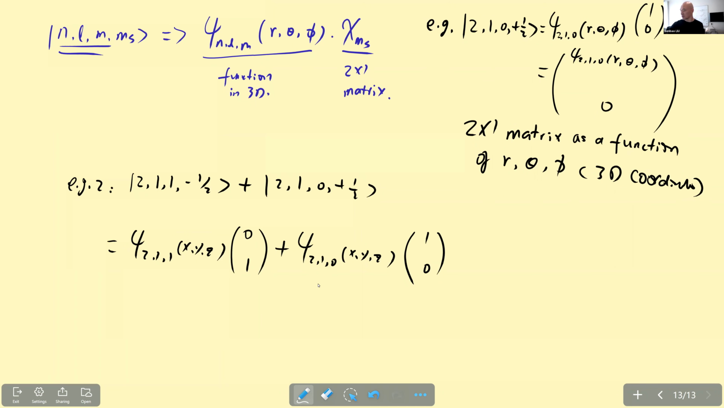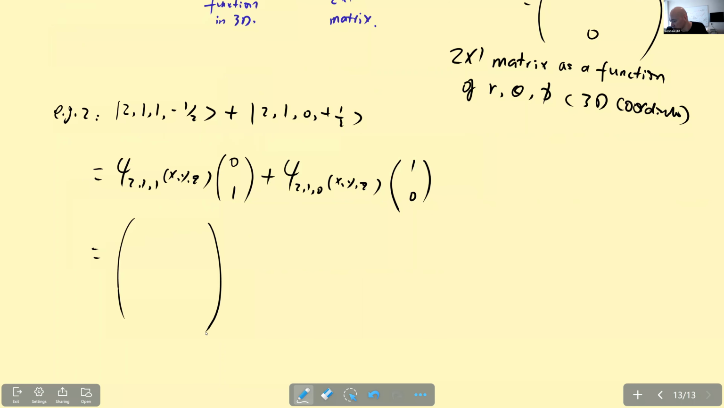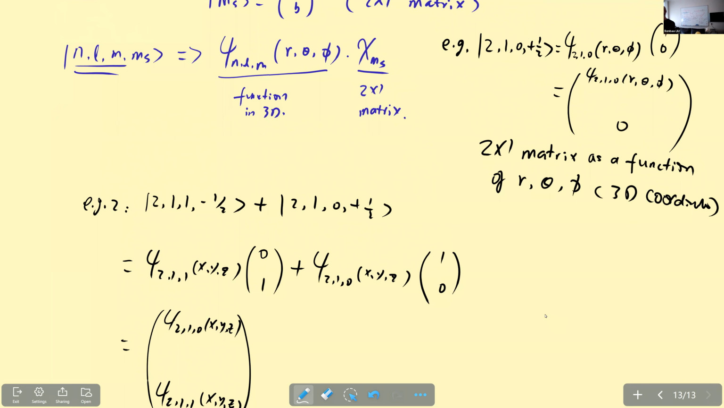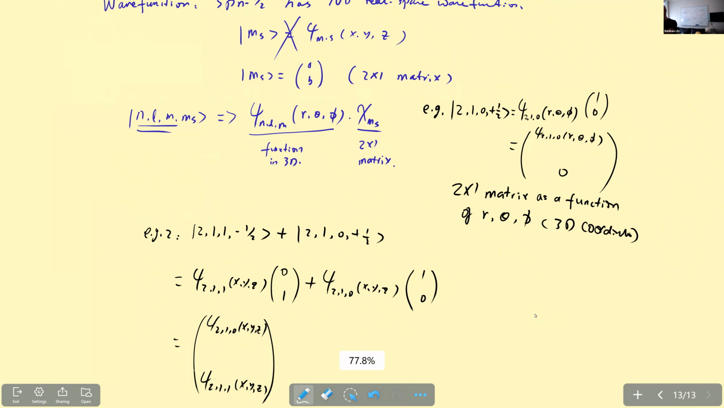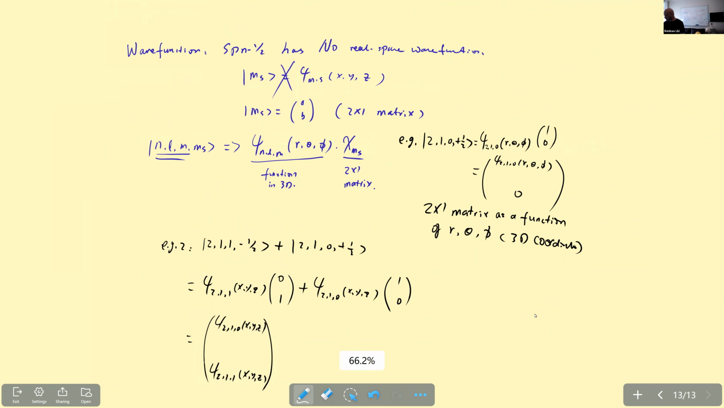You can write down this combination as just the summation into a 2 by 1 matrix. The 2 by 1 matrix is still a 2 by 1 matrix, right? So it equals psi_{210}(x, y, z) in the upper entry, and psi_{211}(x, y, z) in the lower entry. Okay, so it's still a 2x1 matrix, with each matrix element just giving a real space wave function. Okay, right. So these are examples of how to write down the wave function. You know that it has both orbital parts and spin parts.